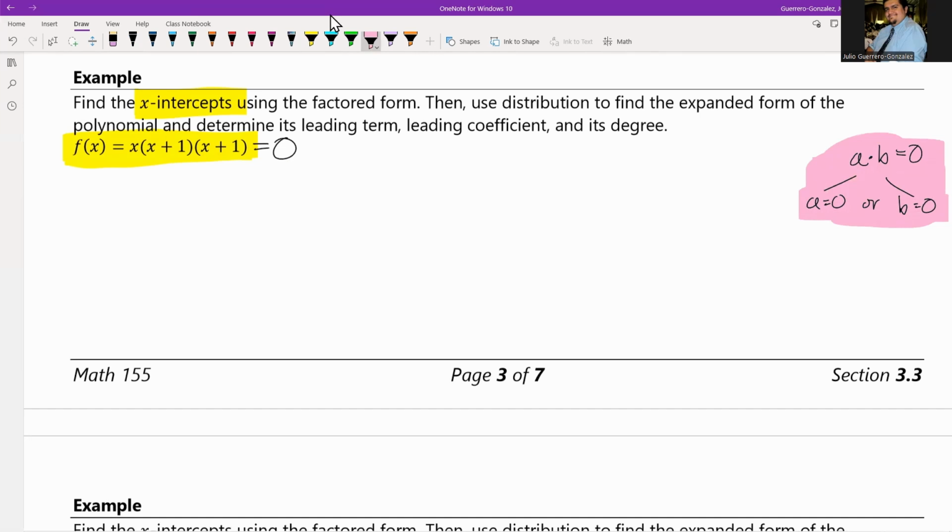Okay. We have the same scenario right here. We have a product of stuff. So it's x times x plus 1 times x plus 1 is equal to 0.